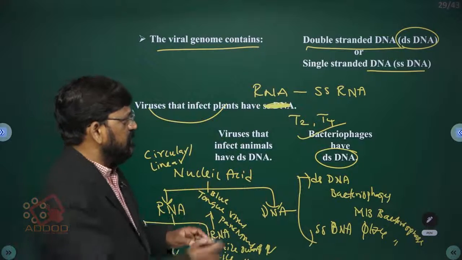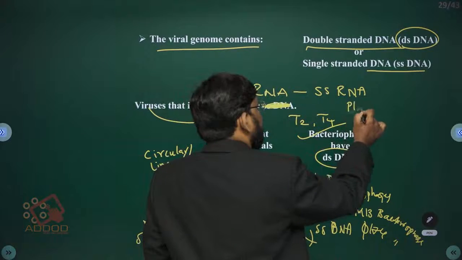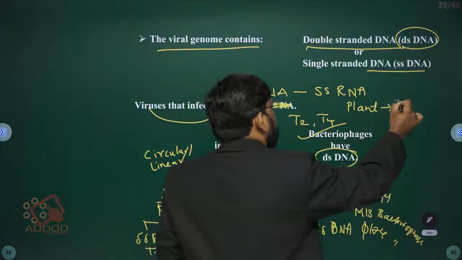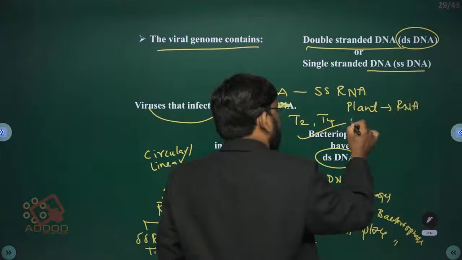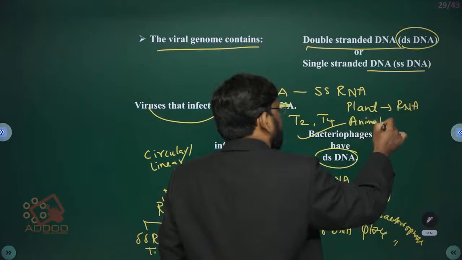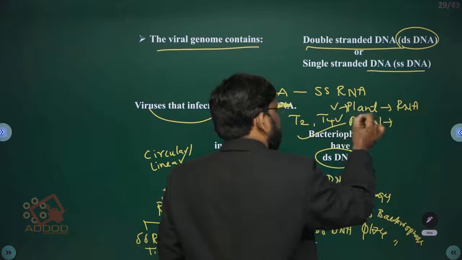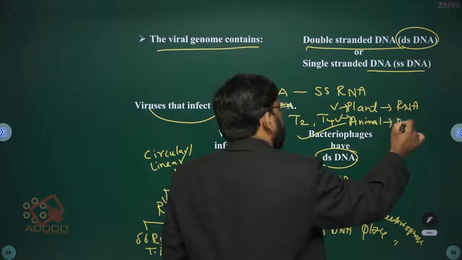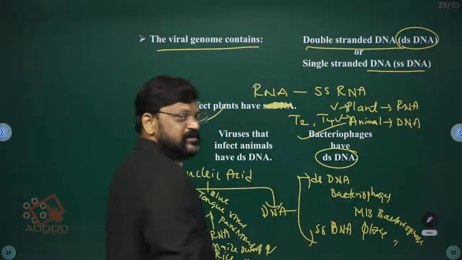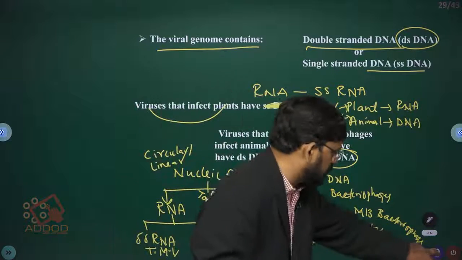The next one: if a virus attacks a plant, then the genetic material should be RNA. If a virus attacks an animal, it should be DNA, usually. Compulsory, usually, you can also say.